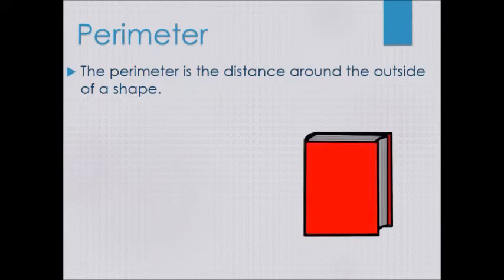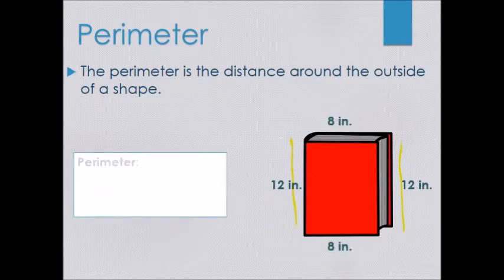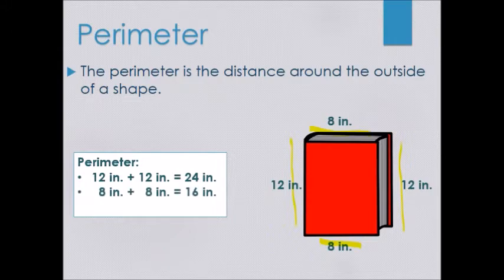Let's try to estimate the perimeter of the cover of a notebook. First, the notebook has two sides that are about 12 inches each. That's 24 inches. The top and the bottom would have sides that are about 8 inches. That's 16 inches. The sum of all the sides would be 24 plus 16 equals 40. So the notebook has a perimeter that is about 40 inches.